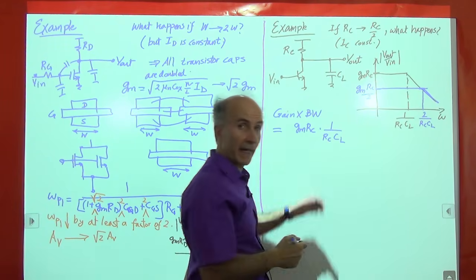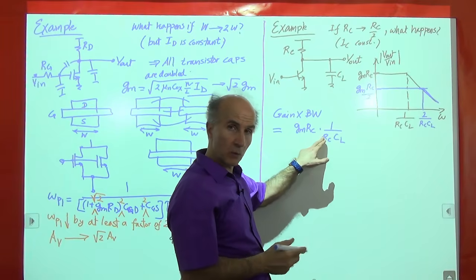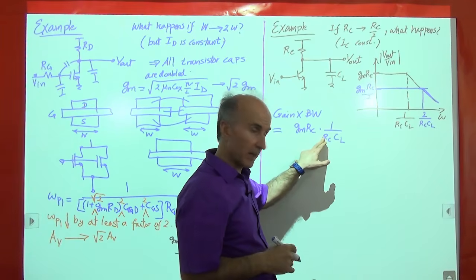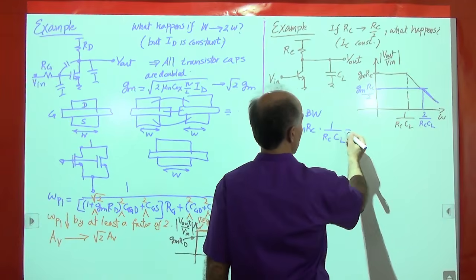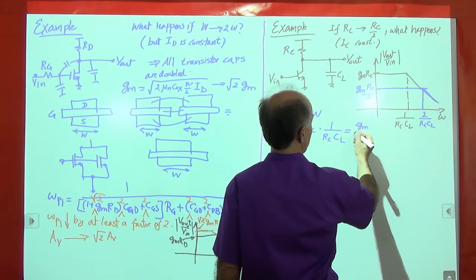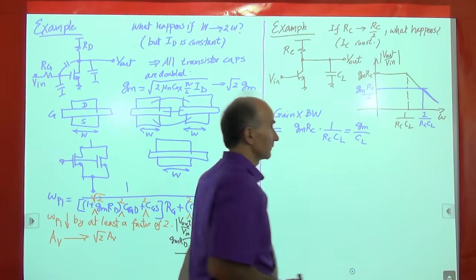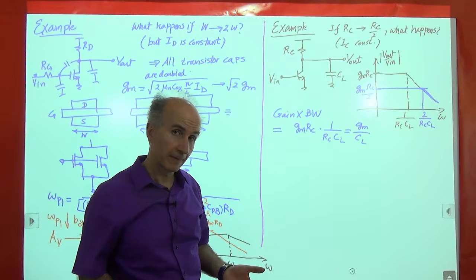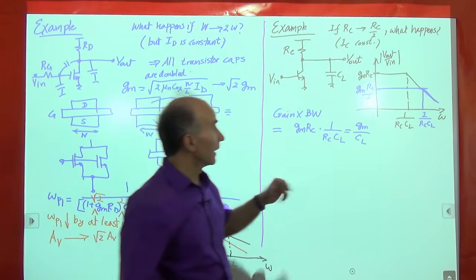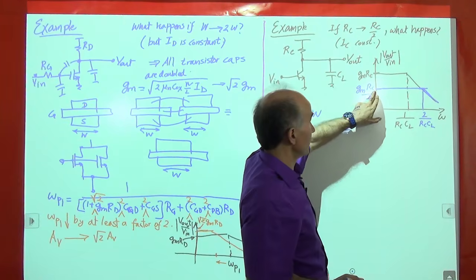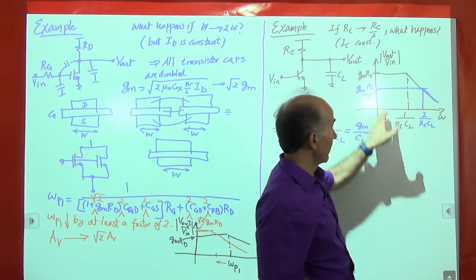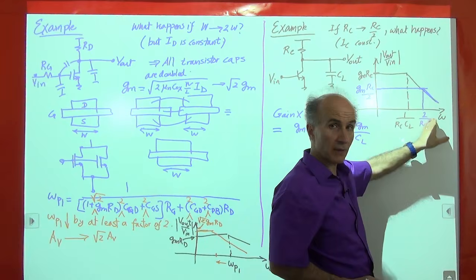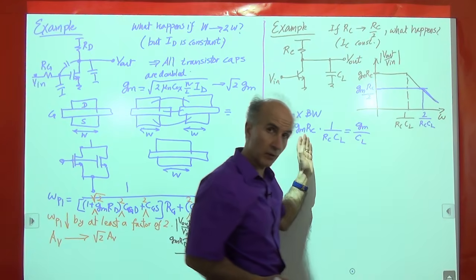Now you're welcome to add 2 pi here if you want, it's okay, it doesn't matter that much. So this is just GM over CL. Interestingly, it is independent of RC. And that's why when we decrease the resistor by a factor of 2, the bandwidth went up by a factor of 2, such that the product is still the same as before.